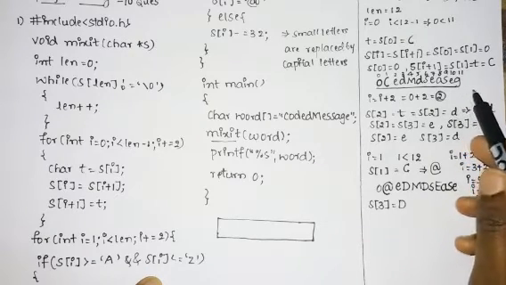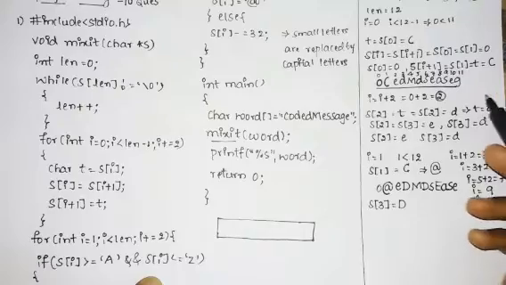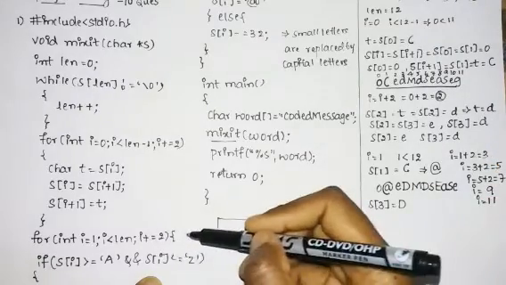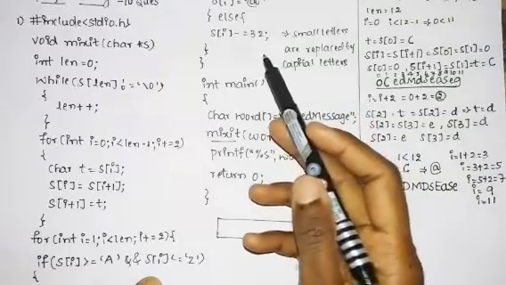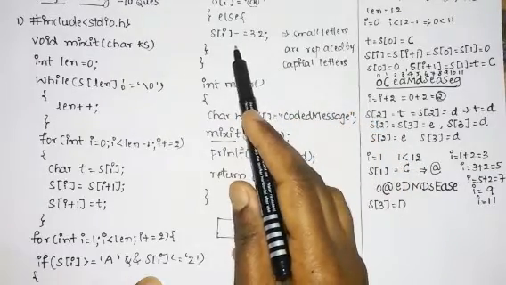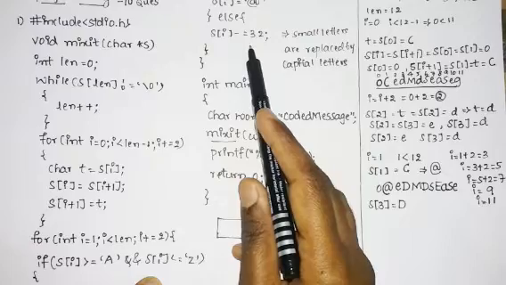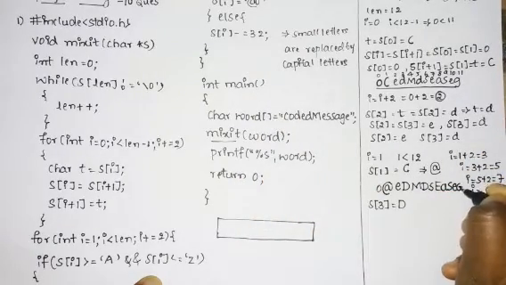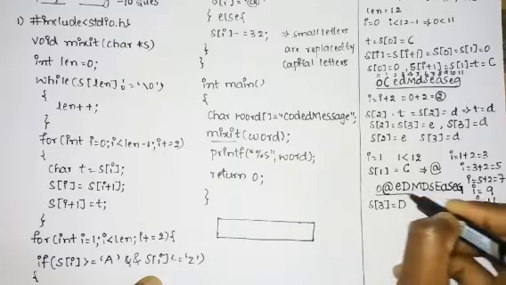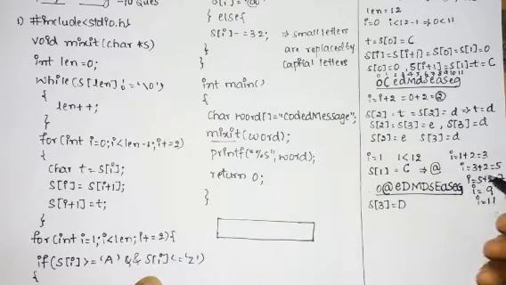Next we have G. Now G doesn't lie within A to Z, so the condition becomes false and else is executed. So S of 11 minus equal to 32, which means the small g is replaced with capital G. So this is how the tracing will give us the output.